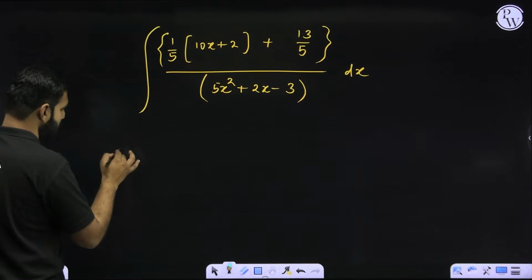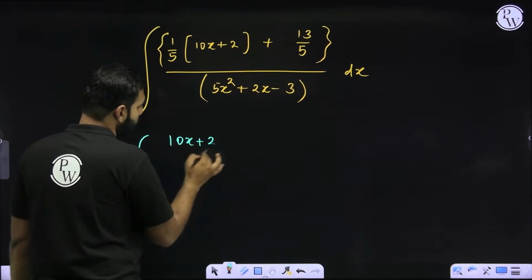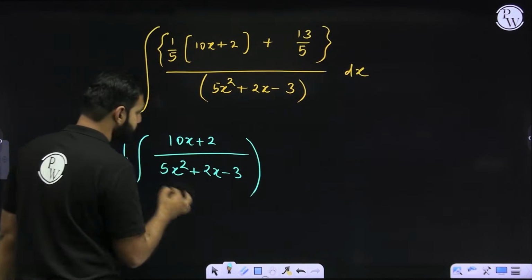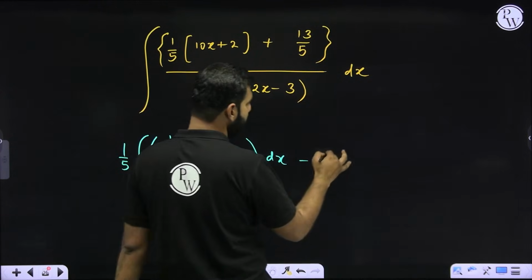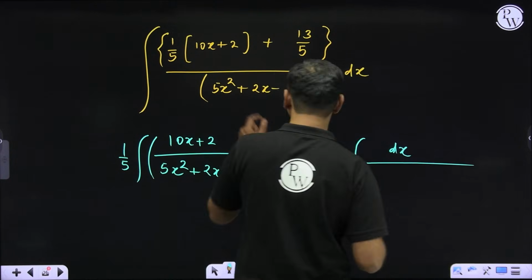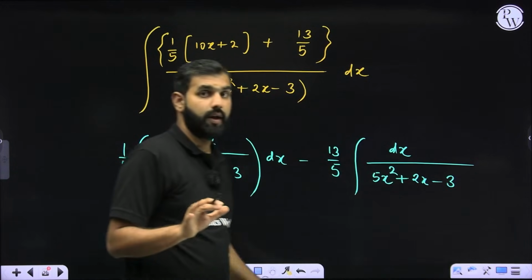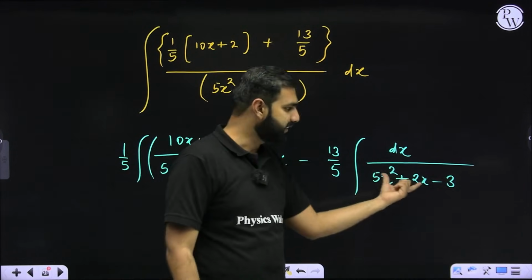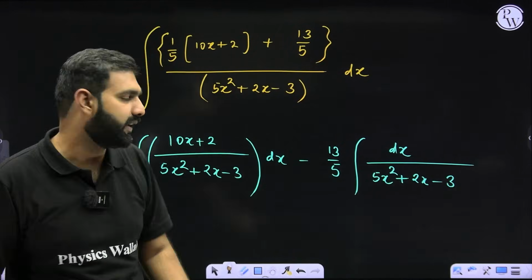So can I not write this question as 1 by 5 times the integral of 10x plus 2 divided by 5x square plus 2x minus 3 dx, minus, I hope you are seeing it clearly, 13 by 5 times the integration of 1 by this expression, 5x square plus 2x minus 3. Now, I hope all of you must have realized by now, this is something which we have already learnt: 1 upon x square plus a square, or 1 upon x square minus a square, or 1 upon a square minus x square, something like that will be created, and we know how to write that.